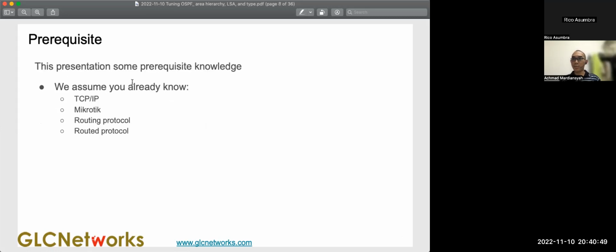Okay, so we assume you already know TCP/IP, routing, and routed protocols. What's the difference between them? This is necessary because this topic is not for beginners. At least you must have some idea about how routing is done in the router.